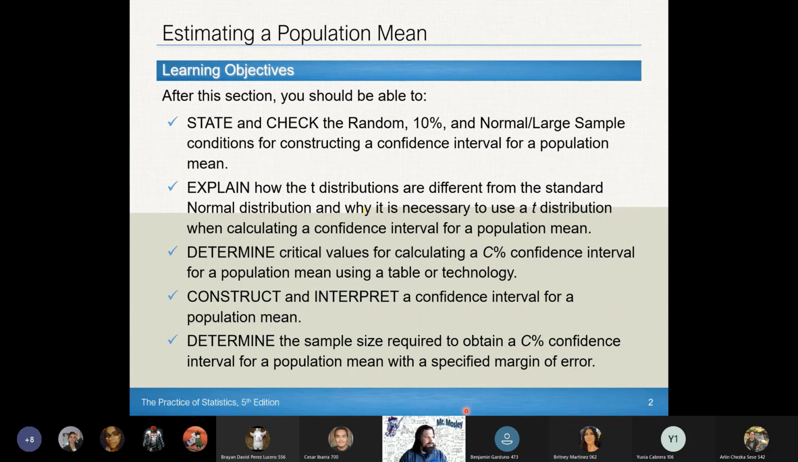The last three things, in our checking conditions, is essentially taking what we did in 8.2 and applying it to means. It's not going to be a lot different. So here we go.